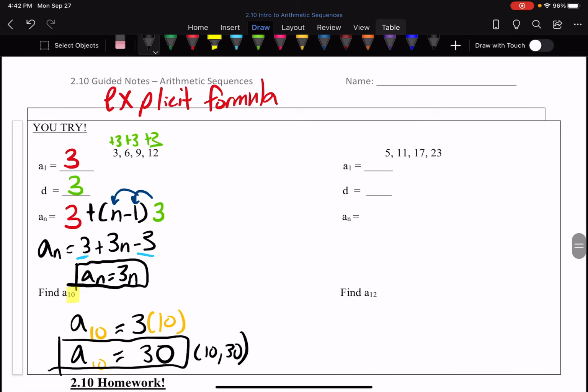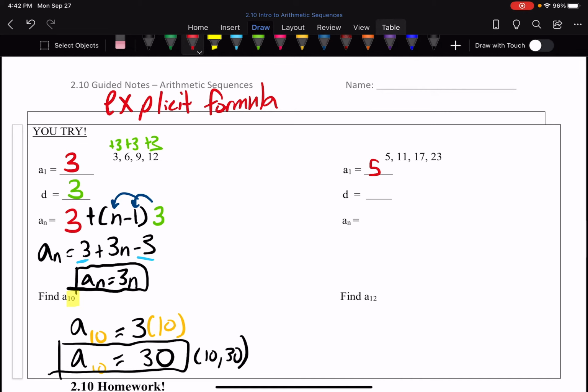Let's look at our second sequence. I've got 5, 11, 17, 23. My a sub 1 is 5. 5 to 11 is adding 6. 11 to 17 is adding 6. And 17 to 23 is adding 6. So my difference is 6.